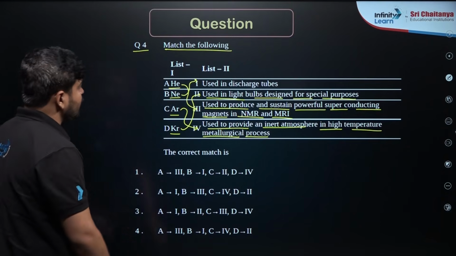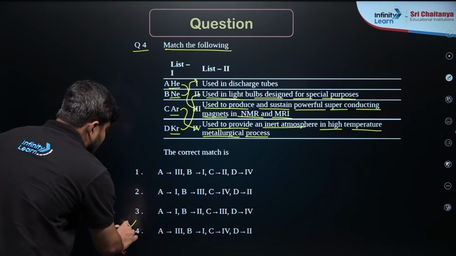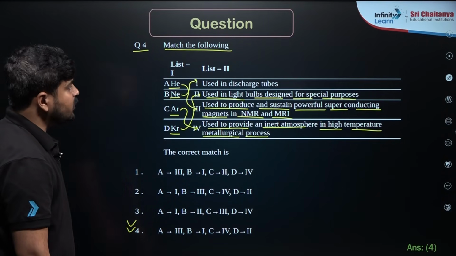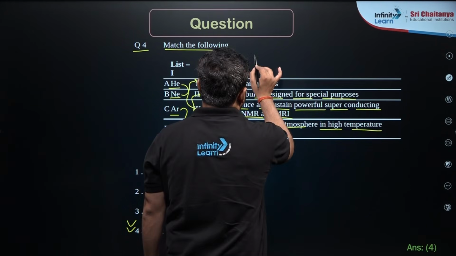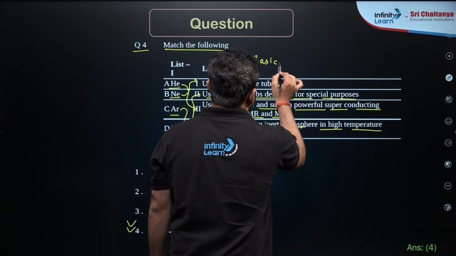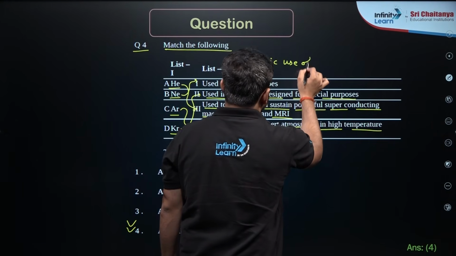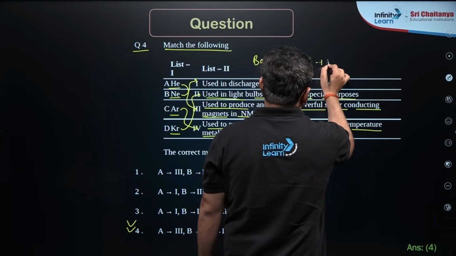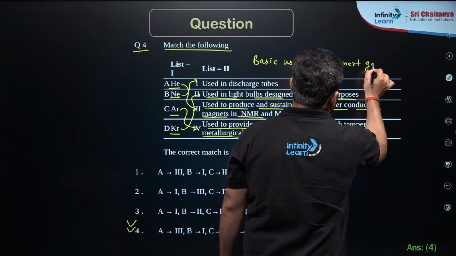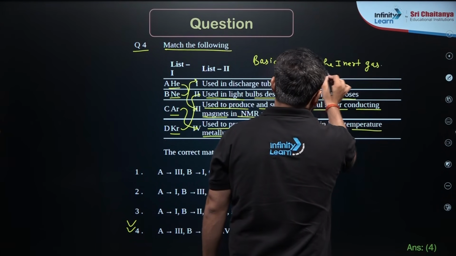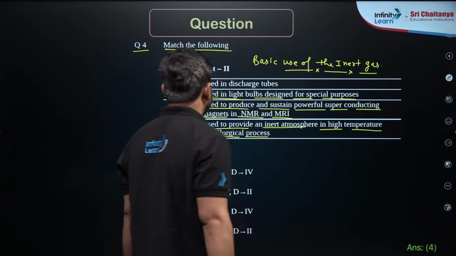So which one is the correct answer? Option 4 is the correct answer for this question. Please remember, this is just the basic use of the inert gases, meaning where we use them. This is the main property and basic use of the inert gases only. Now I am coming to the next question.